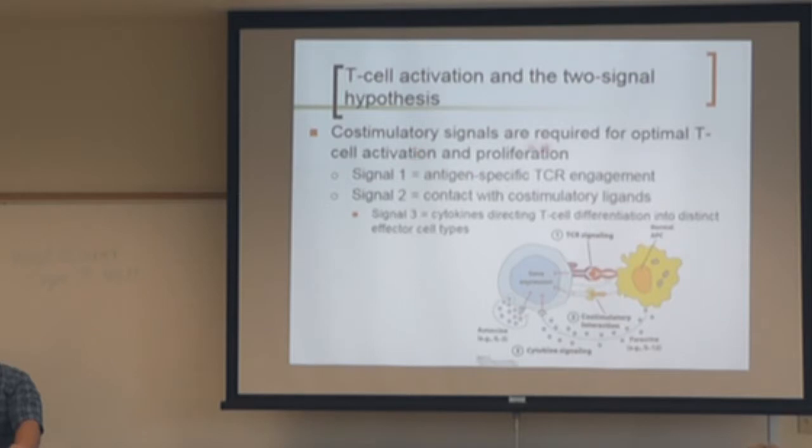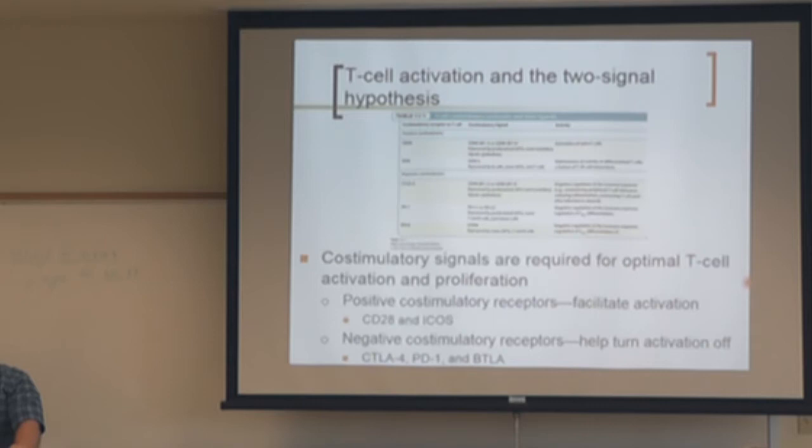So, co-stimulatory signals are required for optimal T cell activation. You've got your signal 1, again, that is antigen-specific T cell receptor engagement. Signal 2 is contact with co-stimulatory ligands, and then signal 3 would be cytokines directing T cell differentiation. So this is just a reminder of those 3 signals that are required. So what are some of those co-stimulatory molecules?